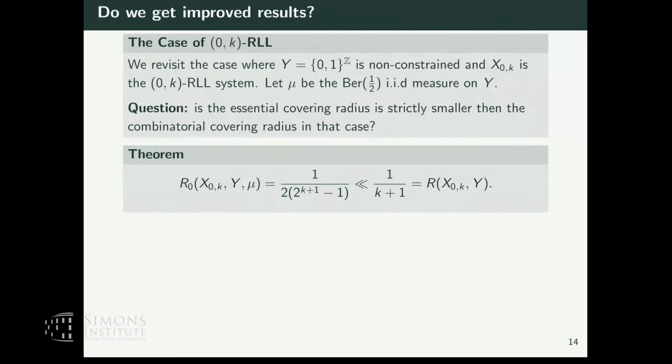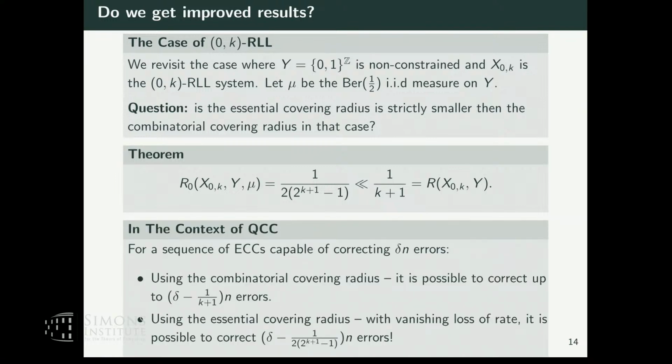Well, absolutely. The theorem that I will not have time to prove at all is that once you do this epsilonic relaxation, and even if you take epsilon to be 0, the covering radius becomes something like 1 over 2 to the k plus 2. Let's forget about the minus 1 here, and compare it with the worst-case combinatorial covering radius, which under any circumstances has to cover the entire space. That is exponentially worse. It's just something like 1 over k.